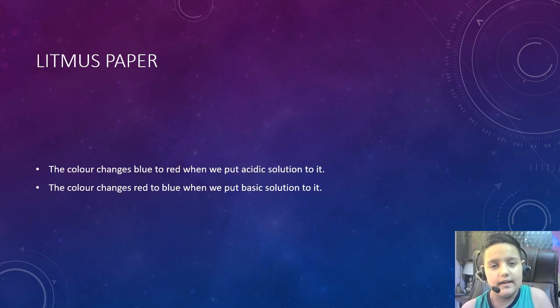Litmus paper is an indicator. It is obtained from lichens, and it helps us in telling whether the substance is acidic or basic. It also changes its color to indicate this. It changes from blue to red whenever the substance is acidic, and from red to blue when the substance is basic.